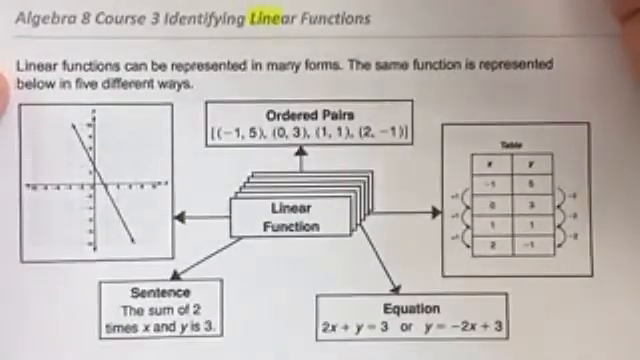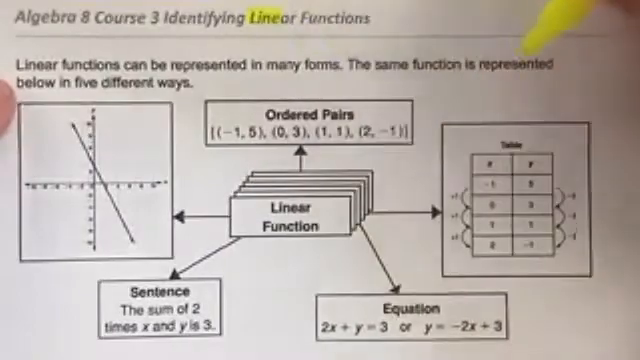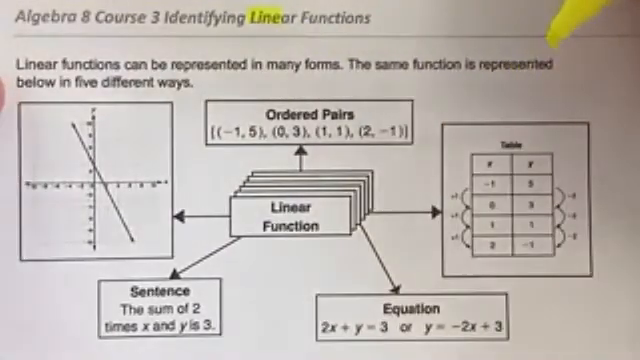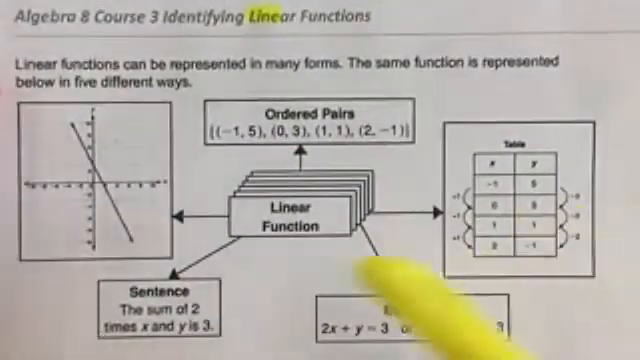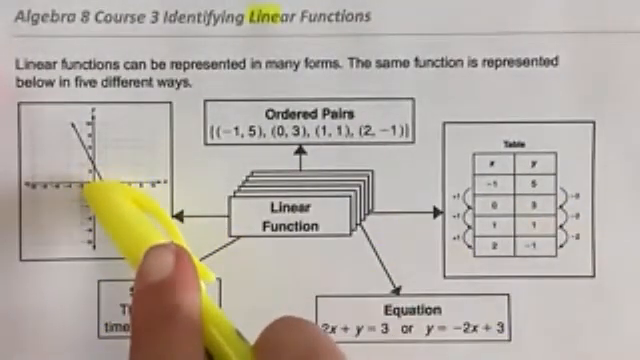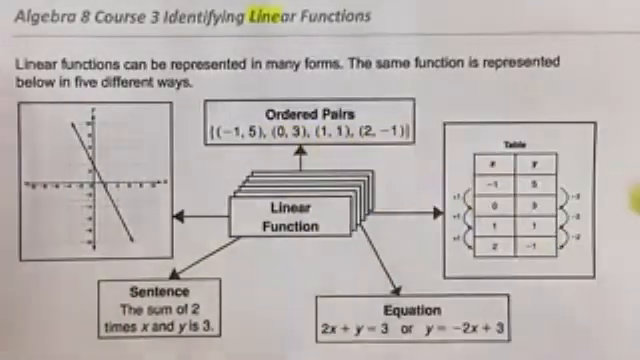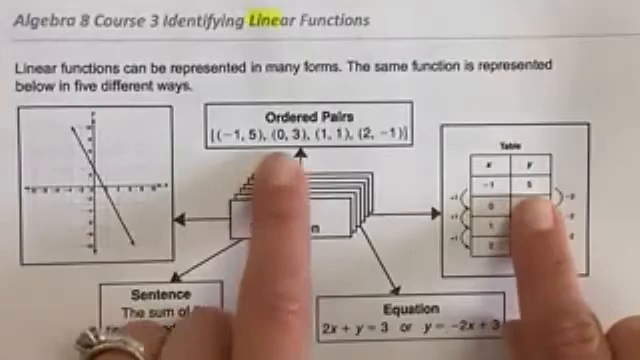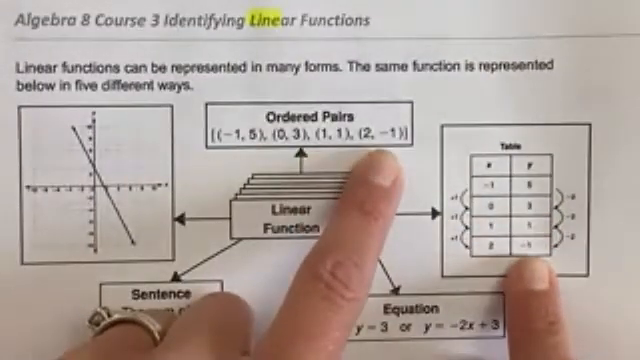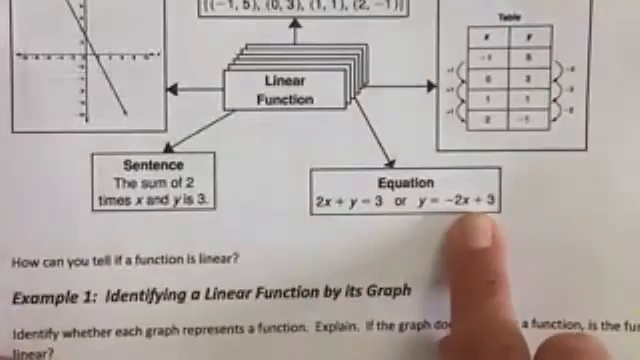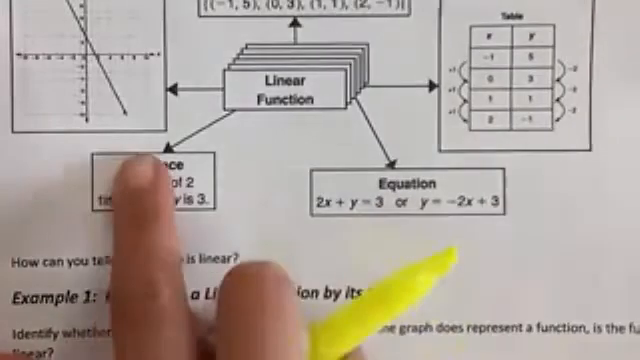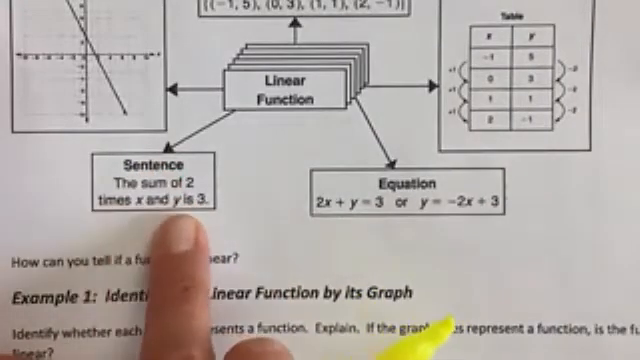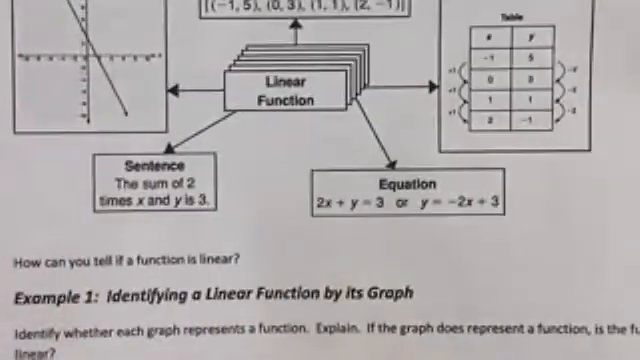So it says linear functions can be represented in many forms. The same function is represented below in 5 different ways. So I'm going to represent this function as a graph, a set of ordered pairs, a table, like notice here, -1, 5, 0, 3, 1, 1, 2, -1. We could write this as an equation. Equations can look different. That's why this chapter focuses on so many different things. And then a sentence, the sum of 2 times x and y is 3. You guys won't see that verbal sentence very often, but you're gonna see tables, you're gonna see graphs, and you're gonna see equations a lot.